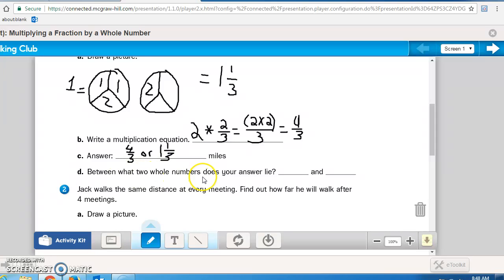Between what 2 whole numbers does my answer lie? Well, 1 1/3 is between the whole number 1 and the whole number 2.